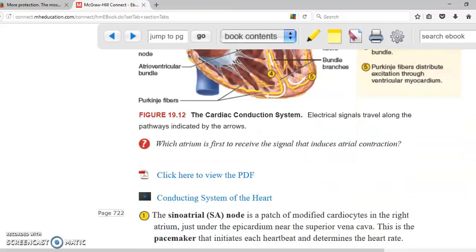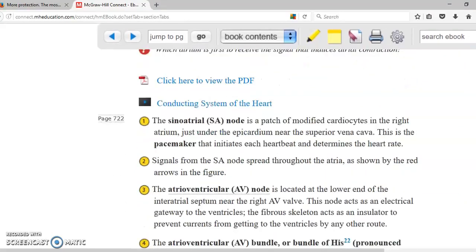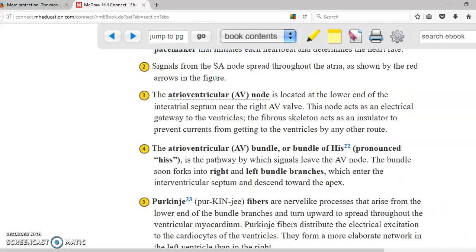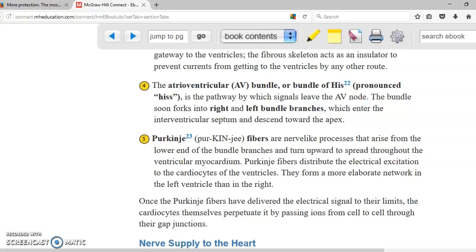If we scroll down, we're going to see the different components of the conduction system of the heart again. Number one is the sinoatrial node. As we were saying, this is where the electricity in your heart starts, so it's usually referred to as the pacemaker. Your heart beats approximately 70 to 80 times per minute, and that is the pace that the sinoatrial node provides to your heart. Next we have the atrioventricular node, then the atrioventricular bundles, and the last part is the Purkinje fibers.